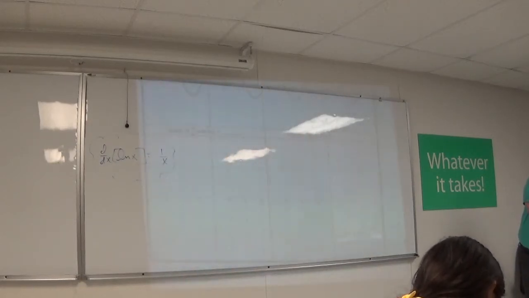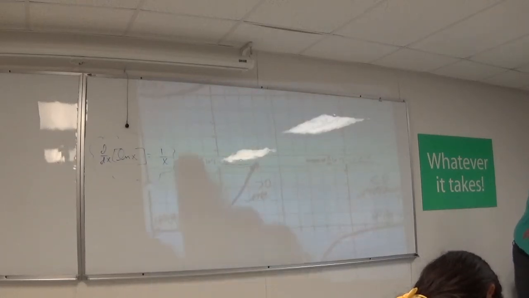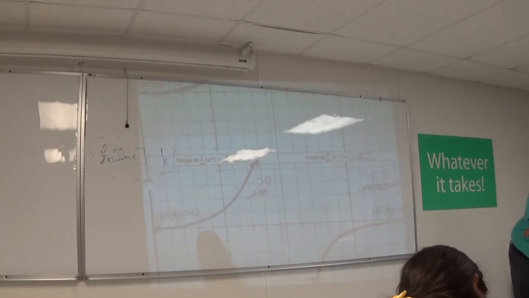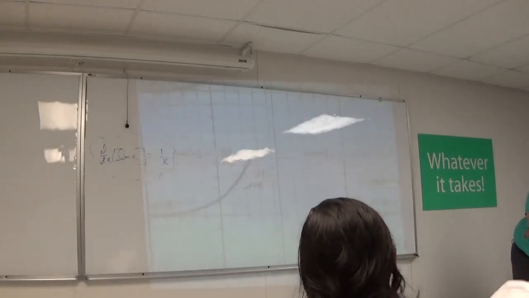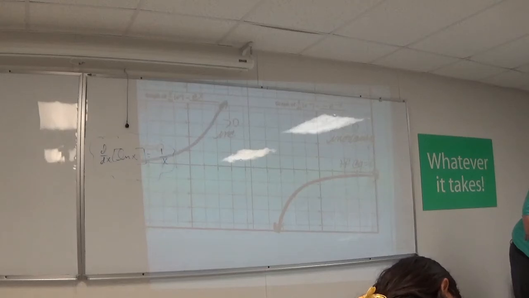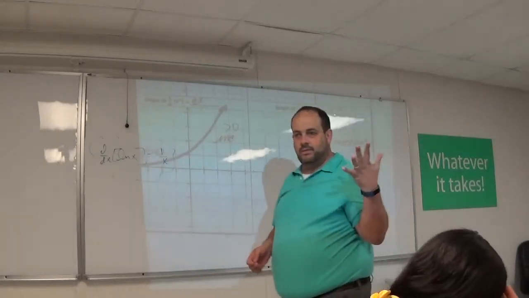Okay, we're going to continue talking about these tomorrow. The graph of e to the x, if I look at its derivative, is e to the x. It's exactly the same. The derivative of e to the negative x is the opposite. It's negative e to the negative x.